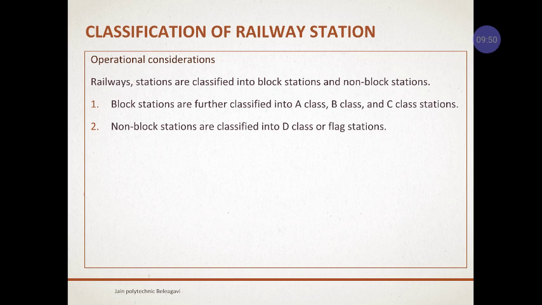Next, the non-block stations are classified into D class or the flag stations. You might have gone through the trains, right? While going on a train, you might have seen some small stations where there are no people at all, but these stations are for emergency conditions. There are no other facilities provided. There is only one small platform.